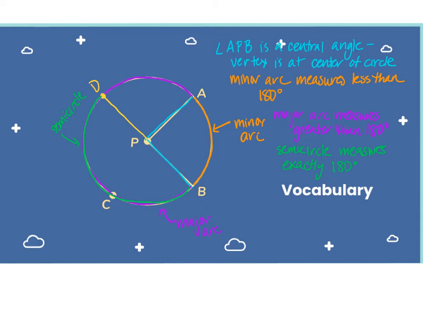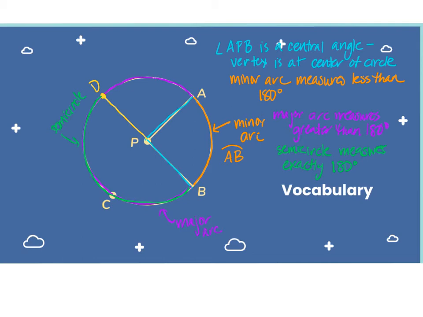So the last thing that I want to point out here is how we write the measurements of these arcs. So this minor arc starts with A and ends with B, and we would call that arc AB, and we would put this little arc symbol over the top.